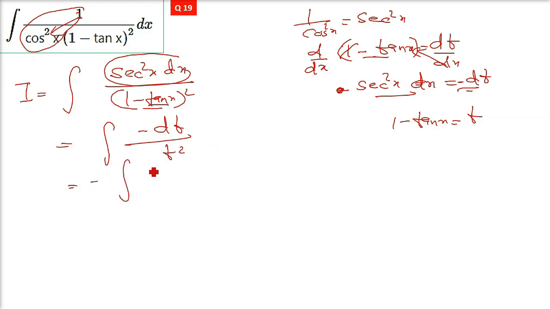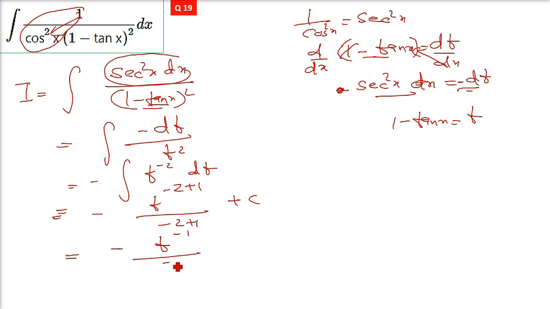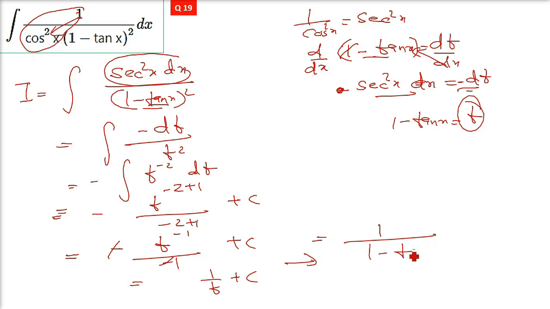So we have to integrate this as minus t raised to minus 2 dt. So this is minus t raised to minus 2 plus 1 divided by minus 2 plus 1 plus constant of integration. This will become minus t raised to minus 1 divided by minus 1. This minus minus becomes plus. T raised to minus 1, when you take it in the denominator, will be simply 1 by t plus c. So t we have actually assumed to be 1 minus tan x. So you have to replace the final answer with 1 minus tan x in place of t. So this becomes 1 by (1 minus tan x), and the constant of integration remains the same.